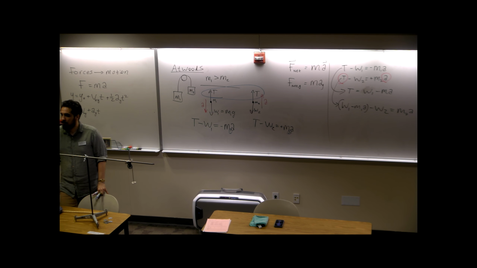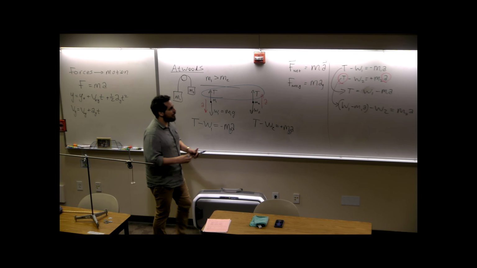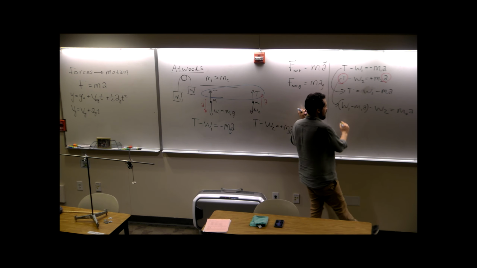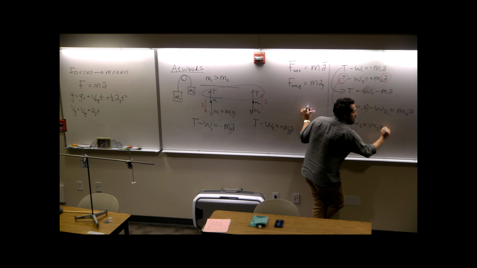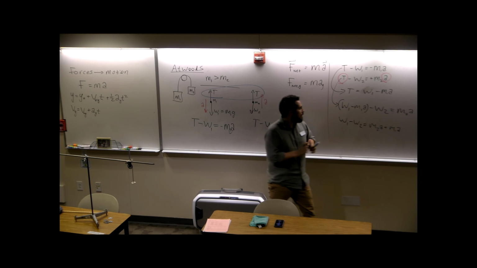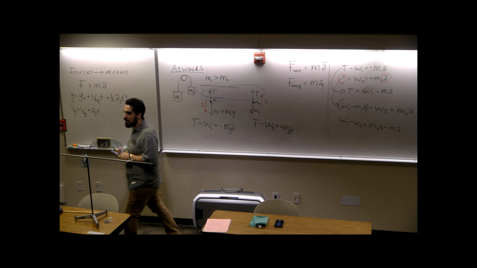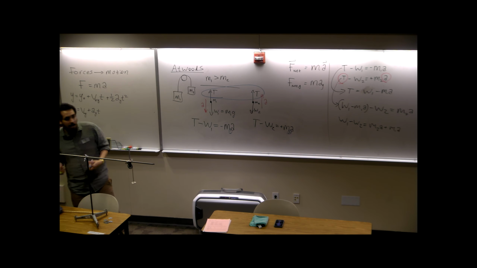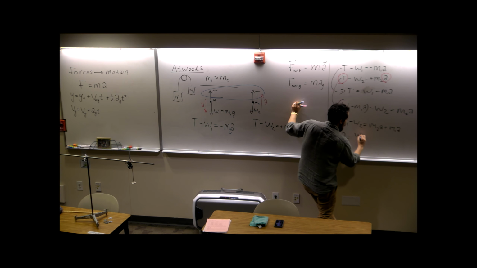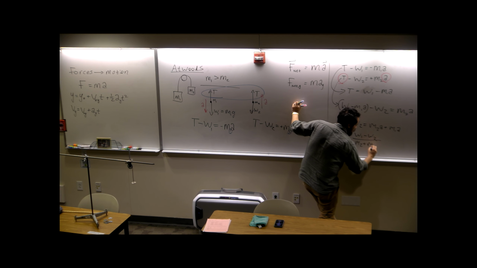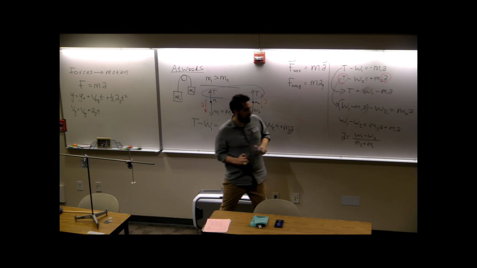Does that sound good? So we go through and then we say, yeah, I want to know what the acceleration is. So I'm going to do a little bit of algebra. Weight 1 minus weight 2 is equal to M2A plus M1A. So just moving that M1A to the other side, and doing some simplification, what you would find is that the acceleration is equal to weight 1 minus weight 2 over mass 2 plus mass 1 for our values.